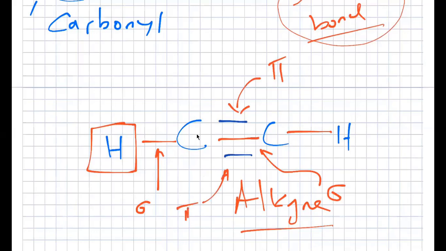Any questions about that? So a triple bond is made up of what? 1 sigma and 2 pi's. Are you following? Yes? No? Yes. Maybe? Yes. All right, good.